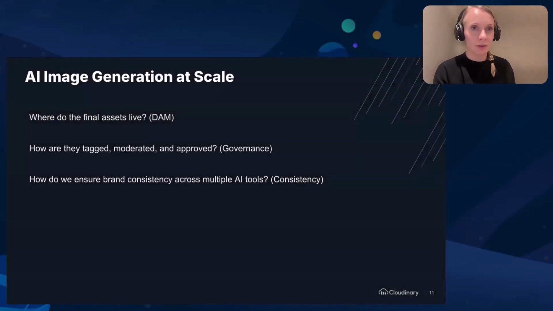The main questions you should ask yourself before you start with AI image generation at scale are: where are the final assets going to live? In our case, we are going to show you Cloudinary Digital Asset Management. How are they going to be tagged, moderated, and approved? That's the piece around governance, making sure everything is in line with how you have been using assets so far. And how do we make sure that brand consistency across multiple AI tools is the same? That's something we can influence in this process as well.